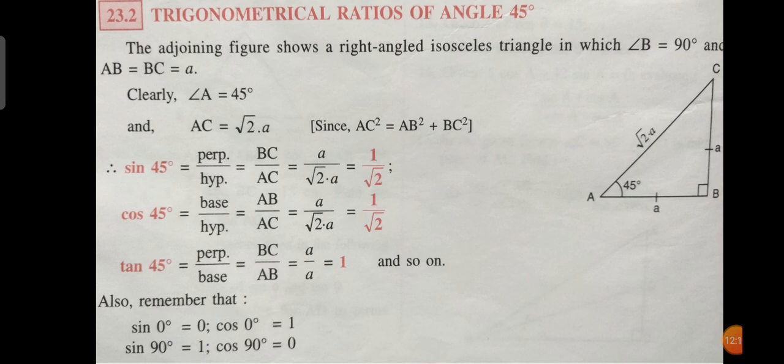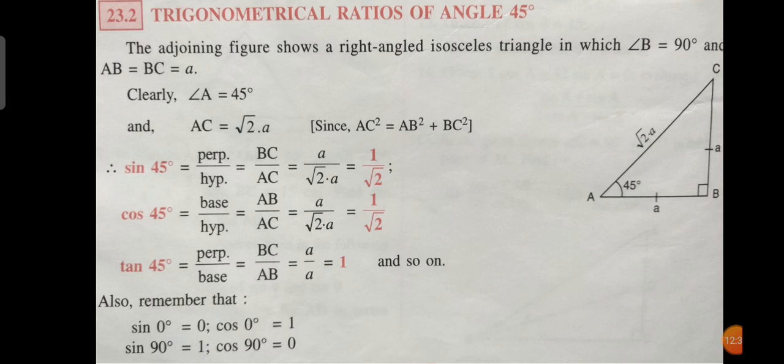And you have to remember these 4 things also. Sin 0 is always 0, cos 0 is 1, sin 90 degree is 1 and cos 90 degree is 0. This also should be known. Sin 0 is 0, cos 0 is 1, sin 90 degree is 1 and cos 90 degree is 0.